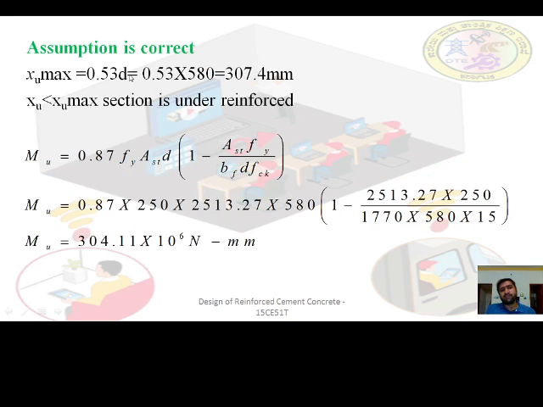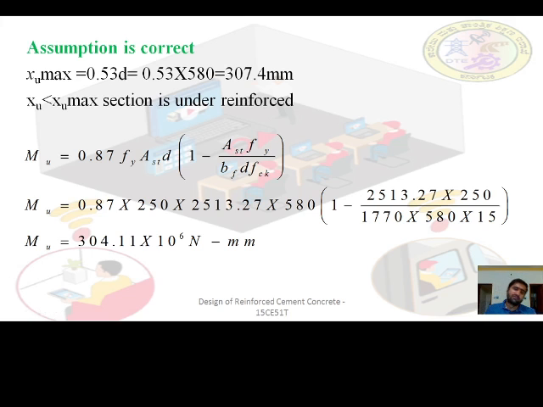So 0.53 into D, so that is 580. This is 307.4 mm. So if I compare XU with XU max, XU is less than XU max. So the section is under reinforced section.